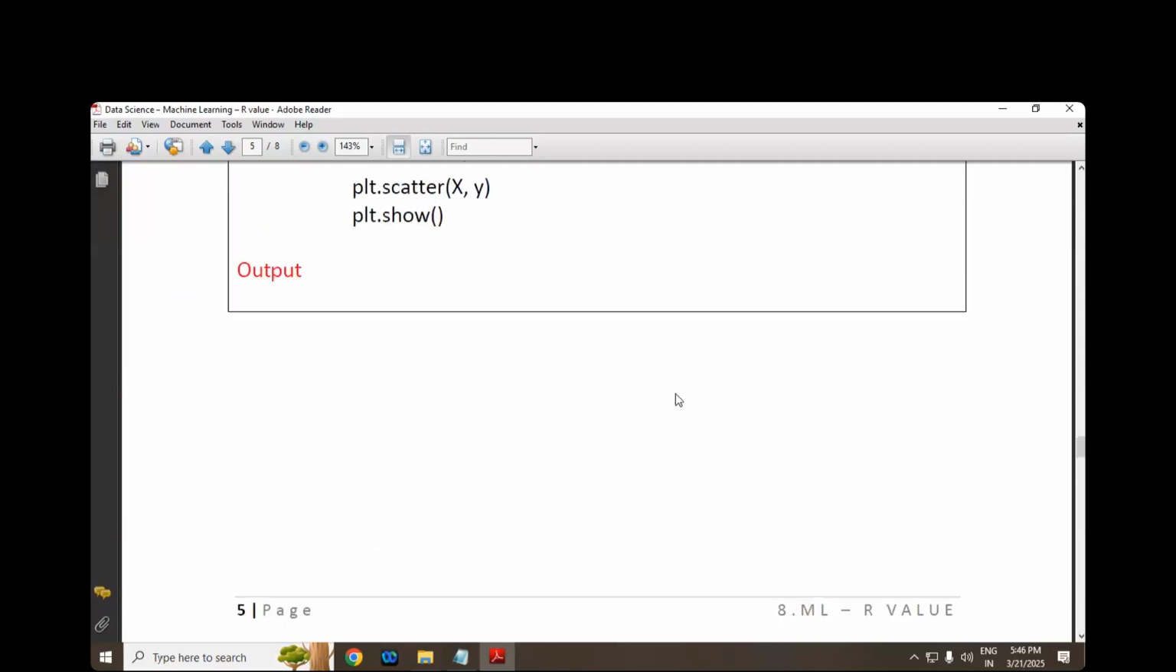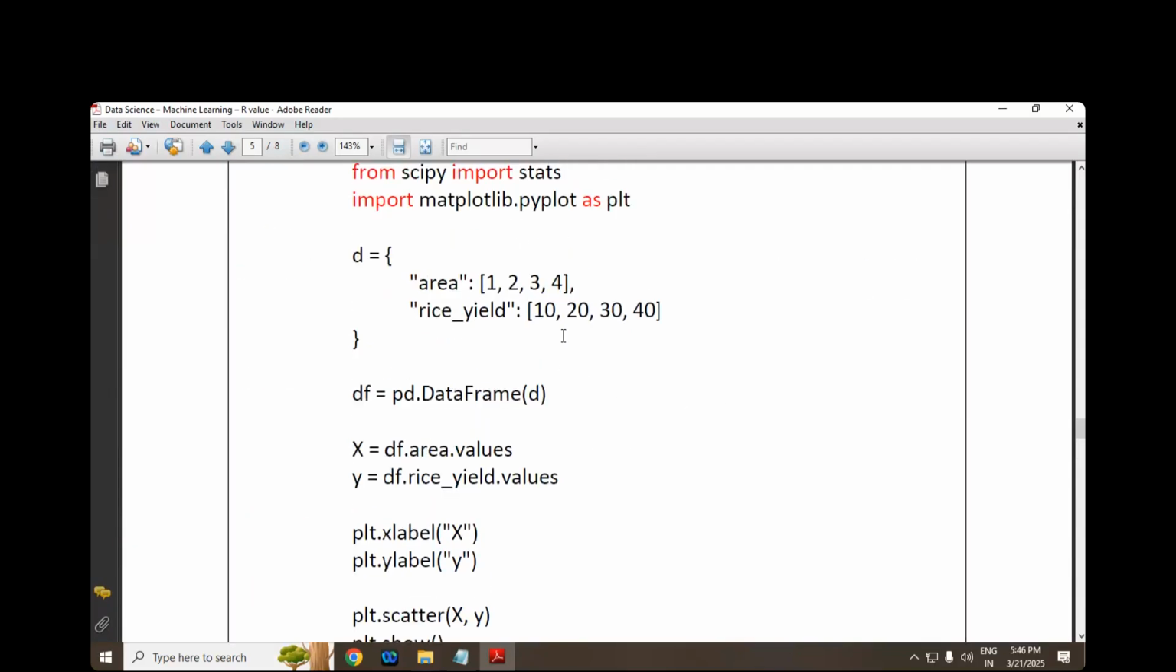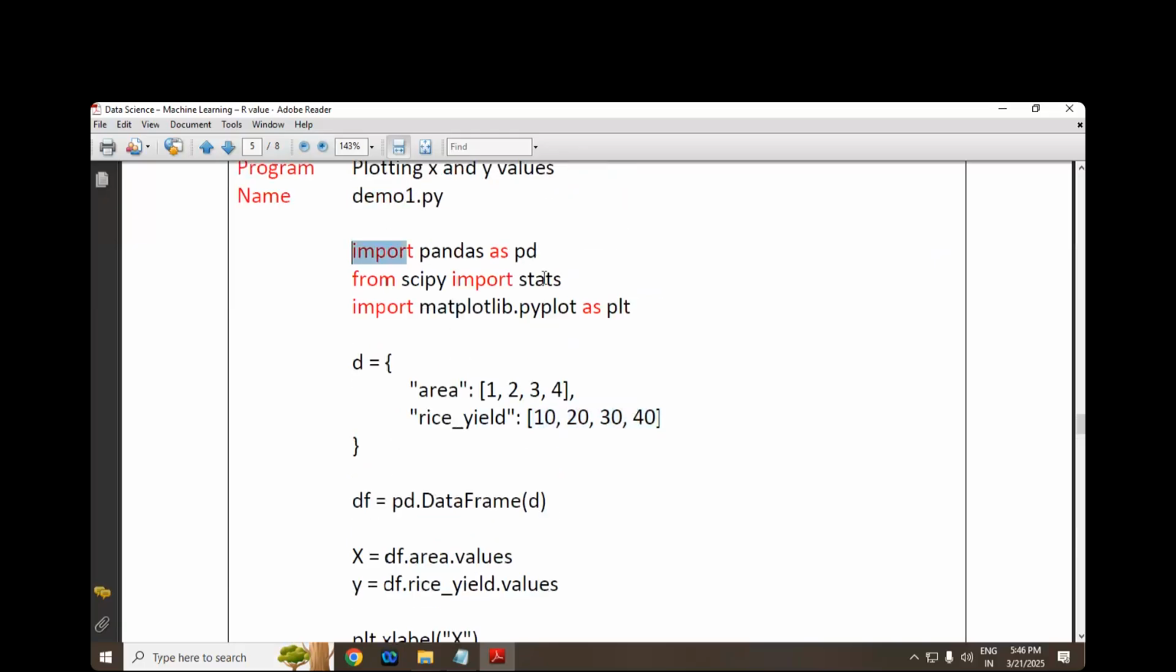Now see, here are numbers 1, 2, 3, 4, 10, 20, 30, 40. It looks like normal data, but when you plot it you understand clearly that the data has a relation. The data is related to each other: 110, 220, 330. That's what we need to do. Now let's create an example for this, and we'll get an idea.